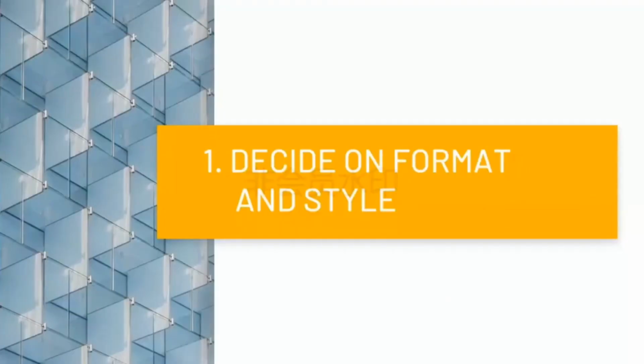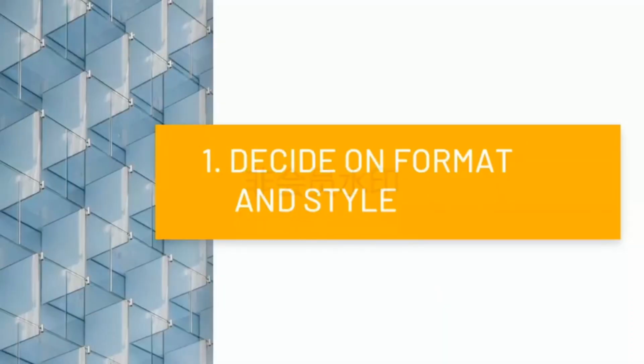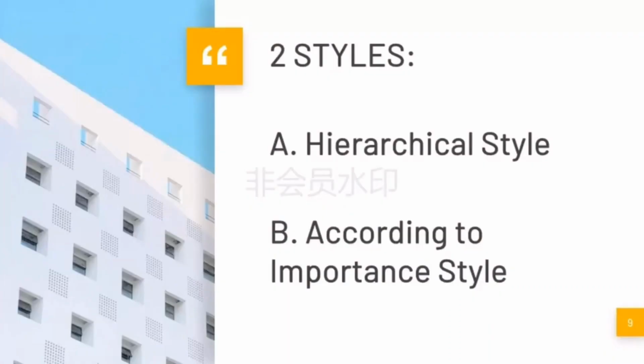Ngayon, punta tayo sa mga tips for you to write this part of your chapter 1. Okay, so first tip, binanggit ko na kanina, di ba, na meron tayong dalawang format na pwedeng gamitin sa pagsulat ng significance of the study. So, pili ka doon. Tapos, you decide ano namang style o method ng pagsulat ng significance of the study ang ilalapat mo dyan. So, meron tayong dalawang styles ng pagsulat. Una, yung tinatawag na hierarchical style. Pangalawa, yung according to importance style.